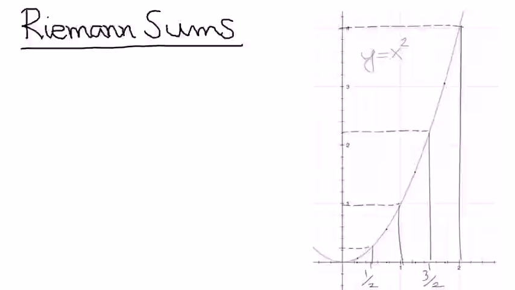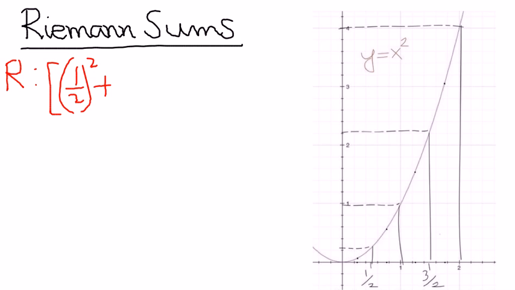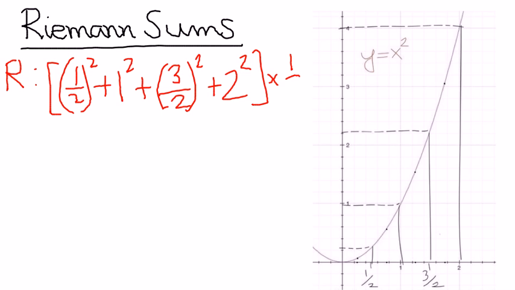Hi, in the last video we talked about how to take the left and right Riemann sums. So we had the right Riemann sum. Here we considered this picture of y equals x squared, and we wanted to find the area between x equals 0 and x equals 2. And the right Riemann sum, I will just recall from the last video, was (1/2 squared plus 1 squared plus 3/2 squared plus 2 squared) multiplied by 1/2.